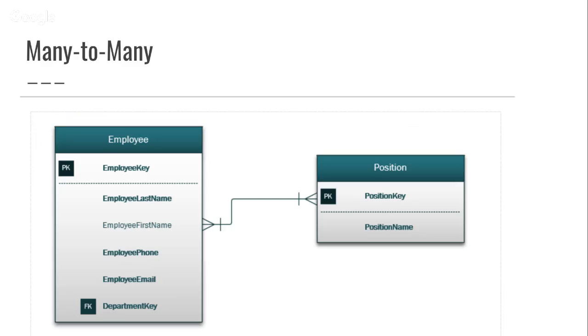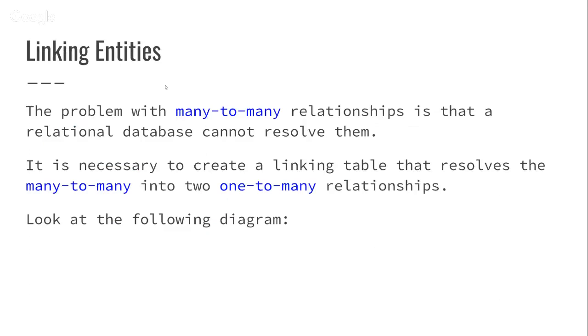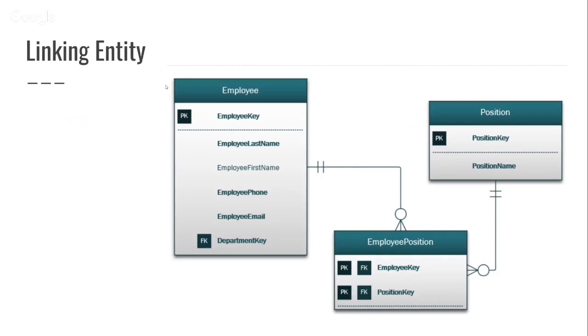So this is a logical diagram, but it won't work in a database. Basically, it creates kind of a loop, and it can't figure out how to get out of it. So you have to create a linking table, basically. So this is like employee, and this is position, and this is employee position. I do use composite keys here a lot. You don't have to.